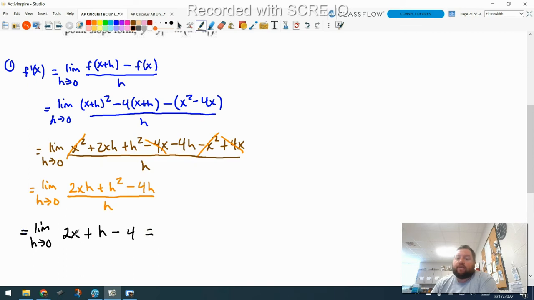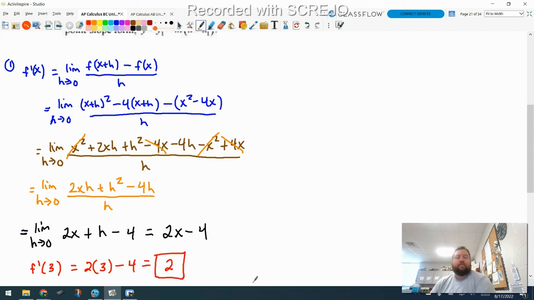And then the last step is to just plug in 0 for h. We no longer have a 0 over 0 situation, so you just plug it in. That's going to zero out that middle right there and leave us with 2x minus 4. So that's f prime of x. And then we were asked to find f prime of 3. So that would be 2 times 3 minus 4. 6 minus 4 is 2. That's a positive number when we expected our answer to be positive.